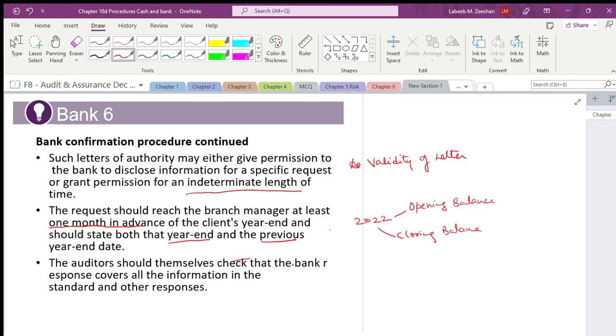The auditor should themselves check that the bank response covers all the information in the required standard, and others' responsibilities. What is the responsibility? The auditors should themselves check. It is not left to the client, because it is going to be given directly to the client.